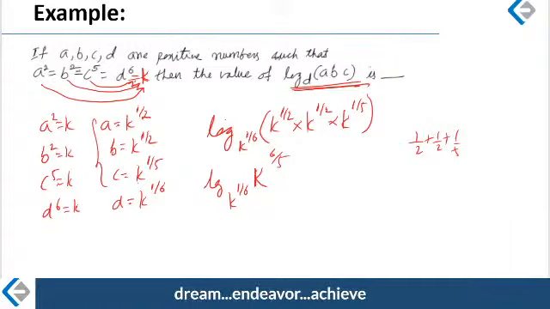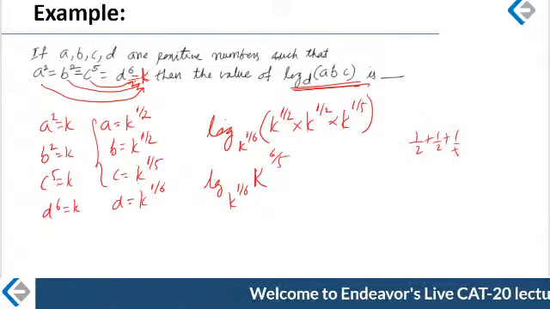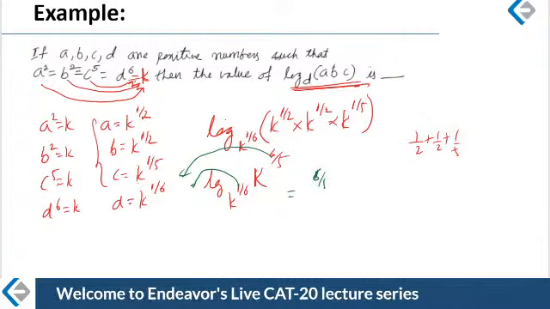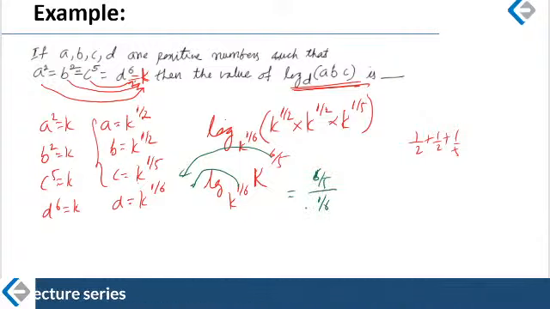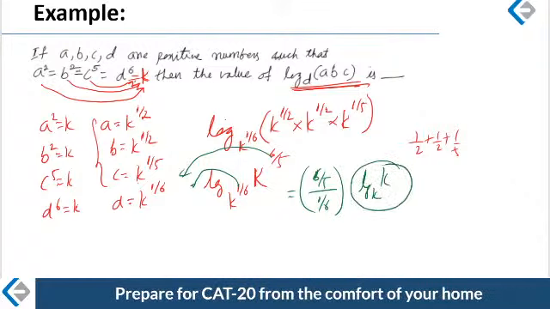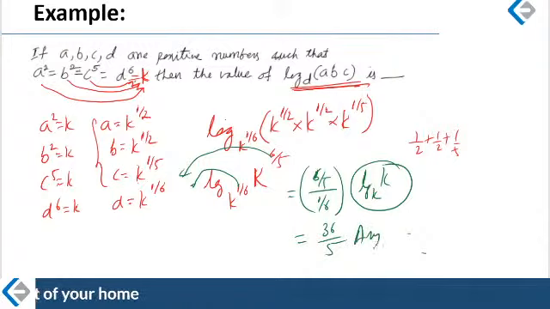Now simplify. Use the power rule. If you use the power rule, the 1 by 6 and the 6 by 5 come out, jump out. Therefore it is also equal to 1. This is nothing but 6 by 5 divided by 1 by 6 times log k to the base k. What is k to the base k? 1. Therefore, what is the required answer here? The required answer is 36 divided by 5.